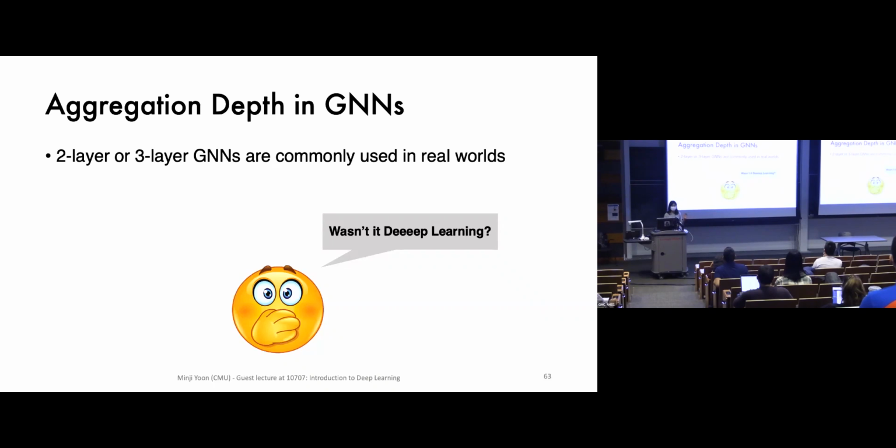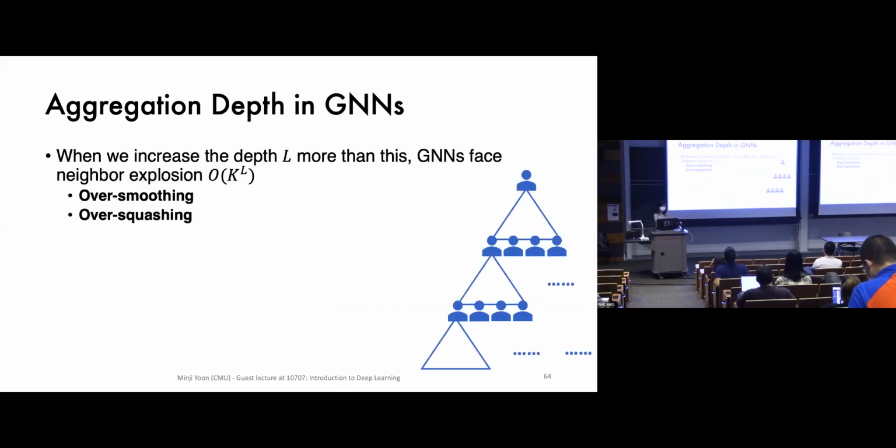But in the real world, in many applications, the depth of the GNN is just 2 or 3. And you guys are asking, hey, we're sitting in a deep learning class. You should provide a deep neural network, not this 2 or 3 layer shallow neural network. But unfortunately, the GNN field uses 2 or 3 layers because, as I told you before, we have the neighbor explosion problem. When each node has an average of K neighbors, and we are learning an L layer GNN, the number of neighbors we need to look into per node is K to the L. So if L becomes large, when the graph neural network becomes deep, more neighbors we need to look into.